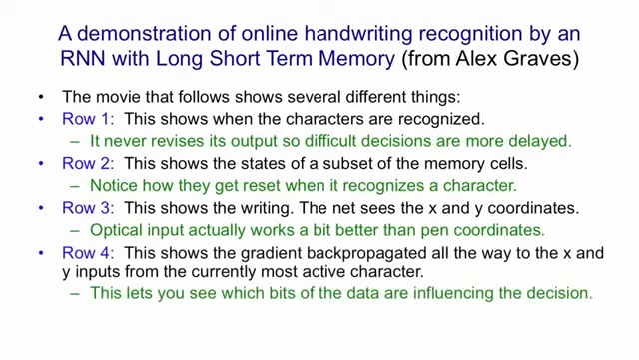It shows the gradient backpropagated all the way to the x, y locations. So what you get to see is, for the most active character, if you backpropagate from that character and ask what would make that most active character more active, you get to see which bits of the input are affecting the probability that it's that character. So that lets you see how the decisions are depending on things that happened in the past. So here's the movie.